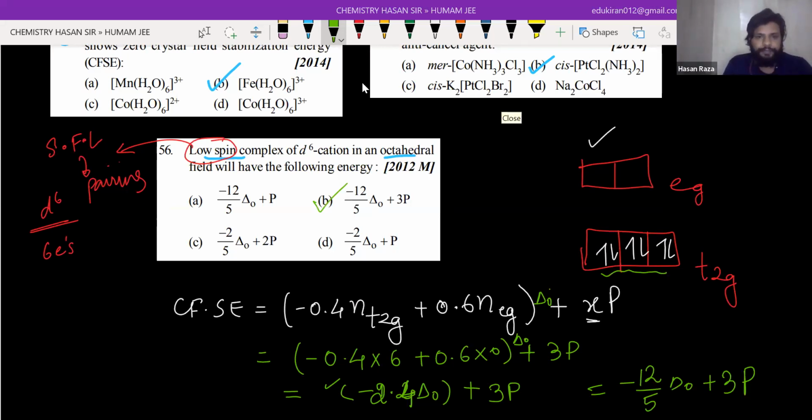Yes. AJ, what you have written is 0. I was about to say that 2.4. 6 into 0.4 is equal to 2.4, right? Yes. Minus 2.4. Okay, thank you. Have you got it, Humam and Austin? Yes. Okay, please write it down.